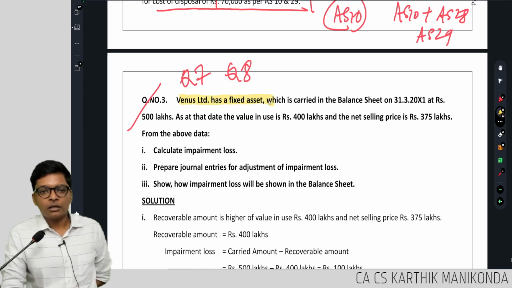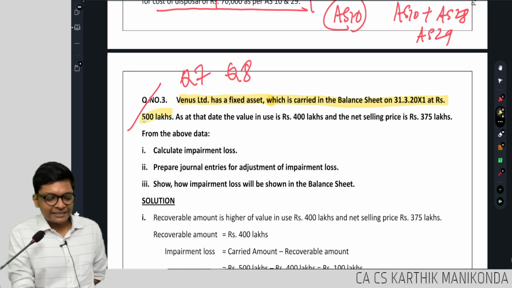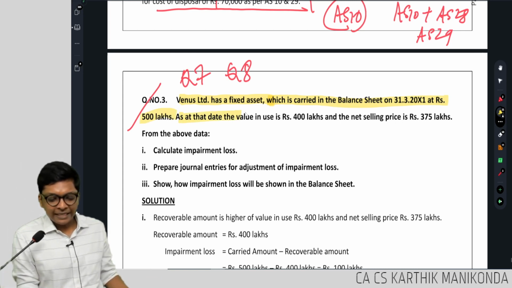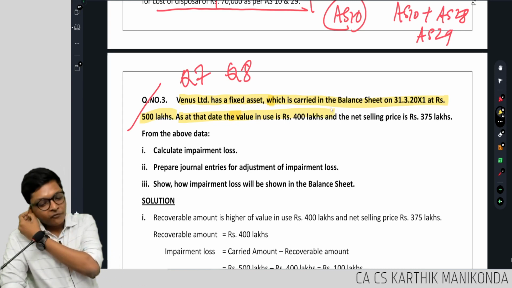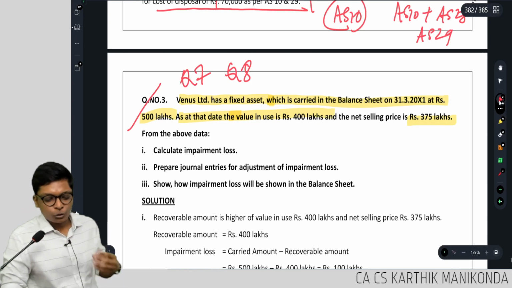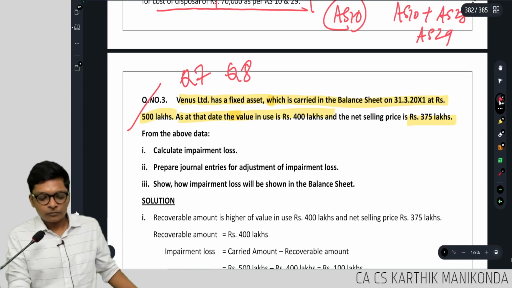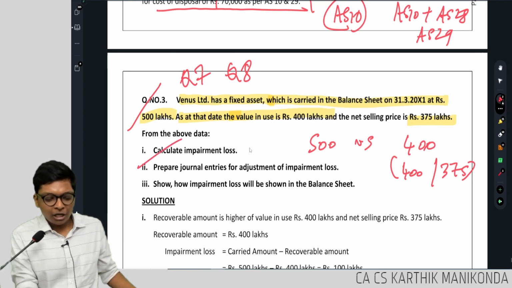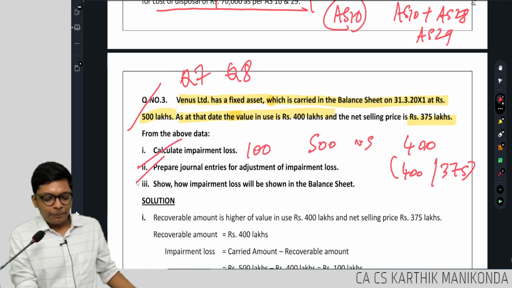Venus Limited has a fixed asset which is carried in the balance sheet on 31st March at rupees 500 lakhs. As on that date, value in use is 400 lakhs and net selling price is 375 lakhs. Calculate impairment loss quickly, guys. 10 seconds. What is impairment? 500 will be compared with the higher of 400 or 375. So I will take 400. Impairment loss 100.